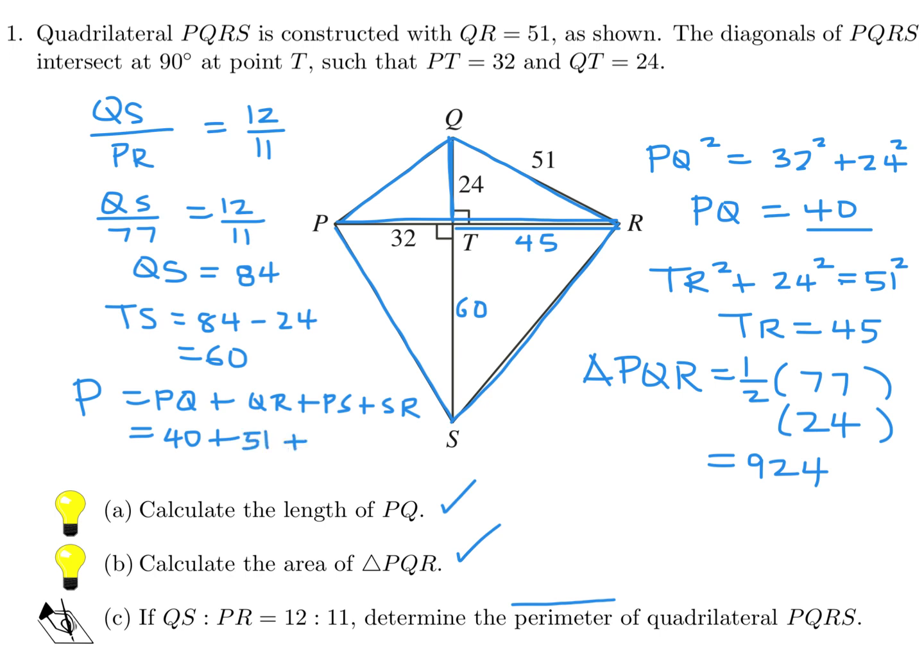PS, okay, you can use Pythagoras again. PS squared is 32 squared plus 60 squared. And then when you do that, PS turns out to be 68. So put that in there.